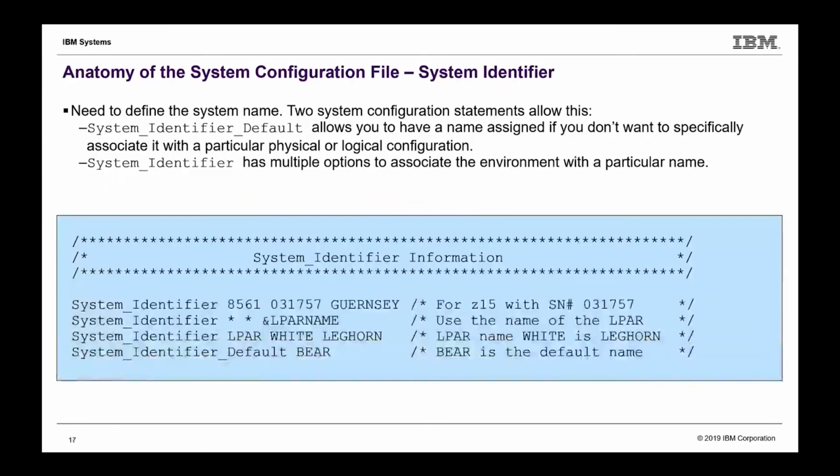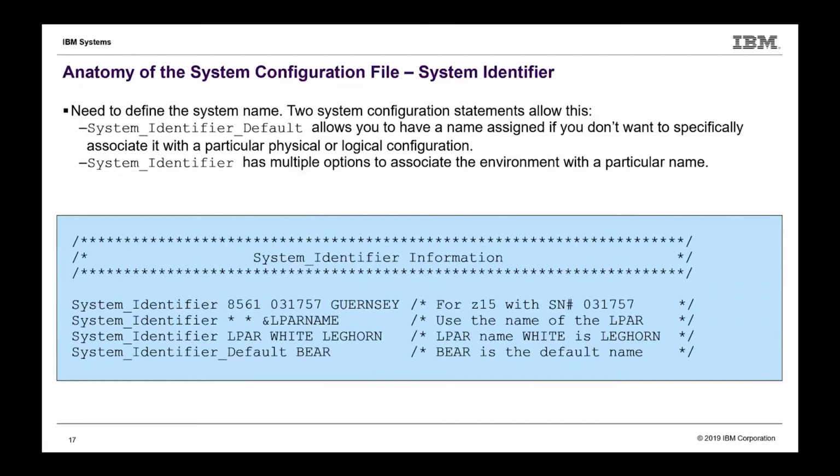Okay, so let's start looking at a system configuration file. Now, one of the things that all systems have to have is a name, and there's different approaches to that. Now, for that, there's two statements that are allowed in the system configuration file, and that's the SYSTEM_IDENTIFIER_DEFAULT, then just plain SYSTEM_IDENTIFIER. Now, I know a lot of people, as they build their system, they just use SYSTEM_IDENTIFIER_DEFAULT, which basically says, I don't care where the system comes up or where it is, it's going to be called BEAR in this case, right? So the last statement in this snippet here.